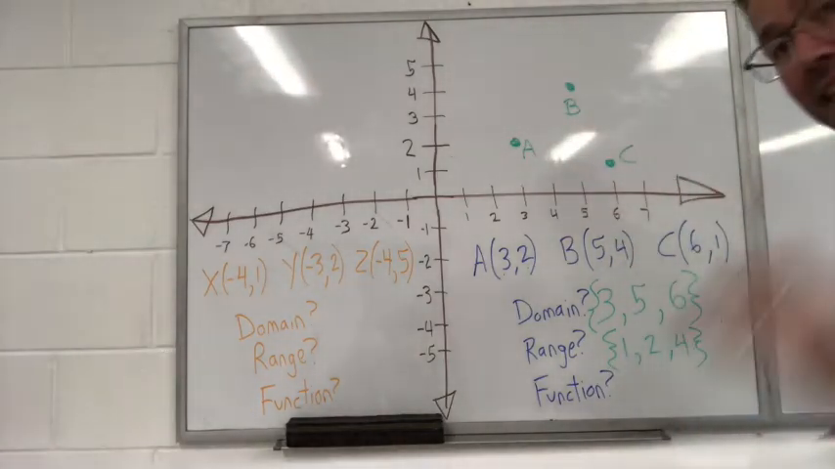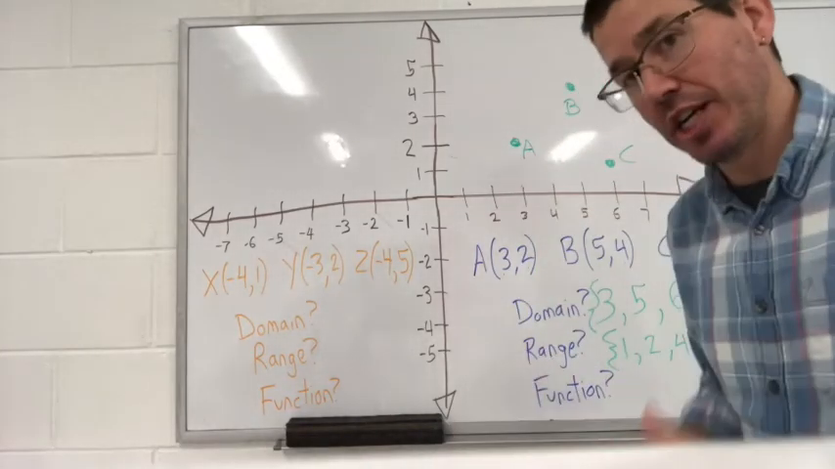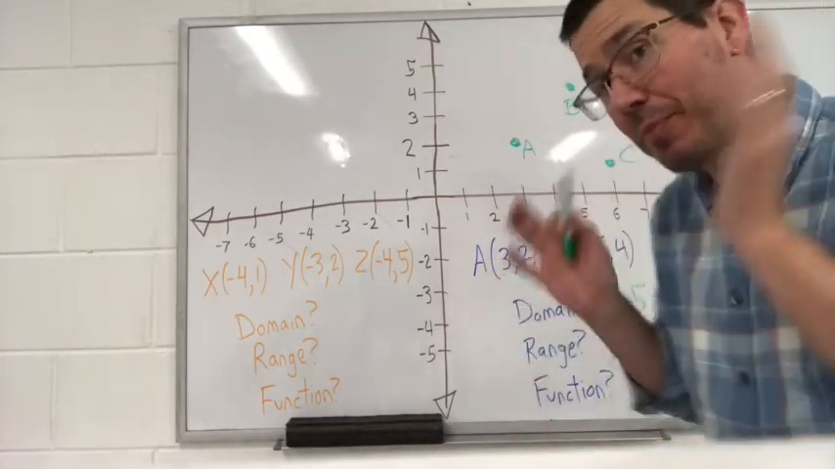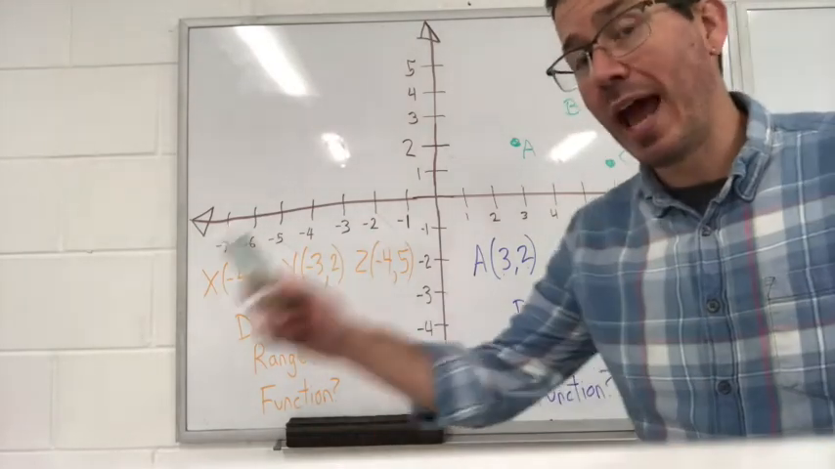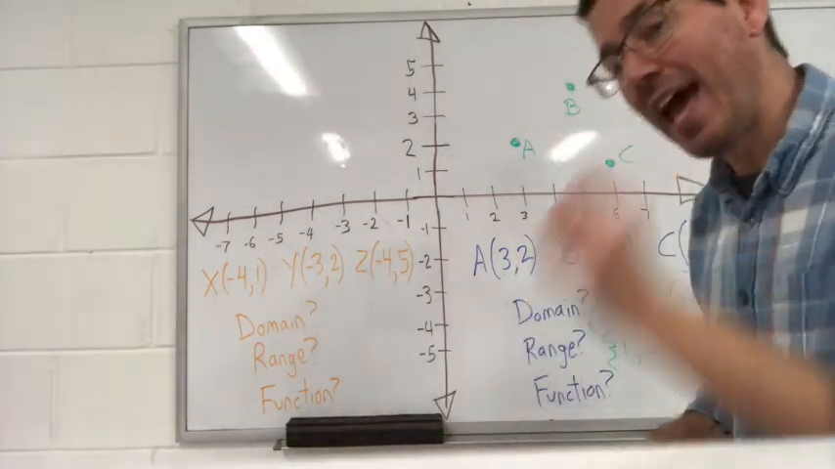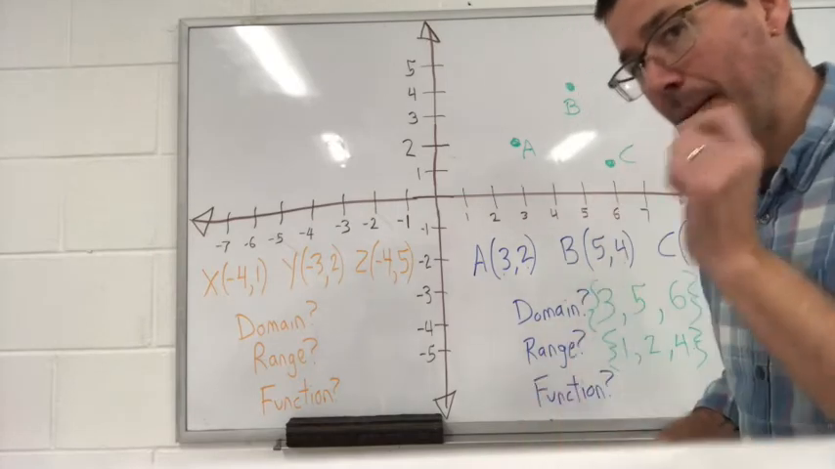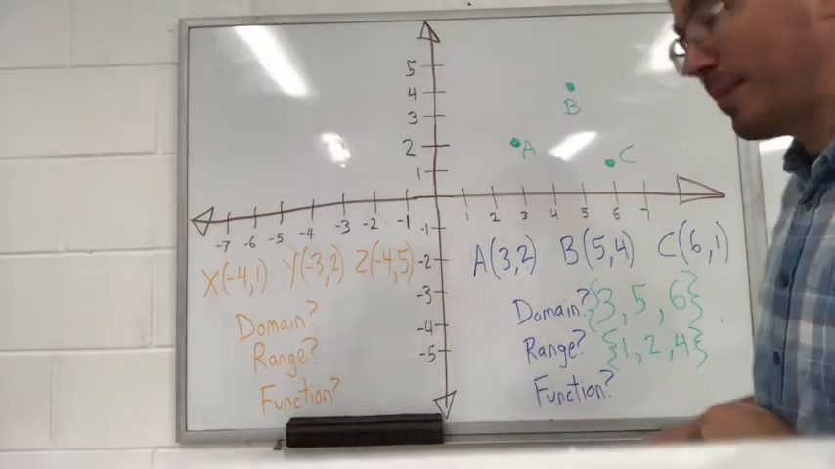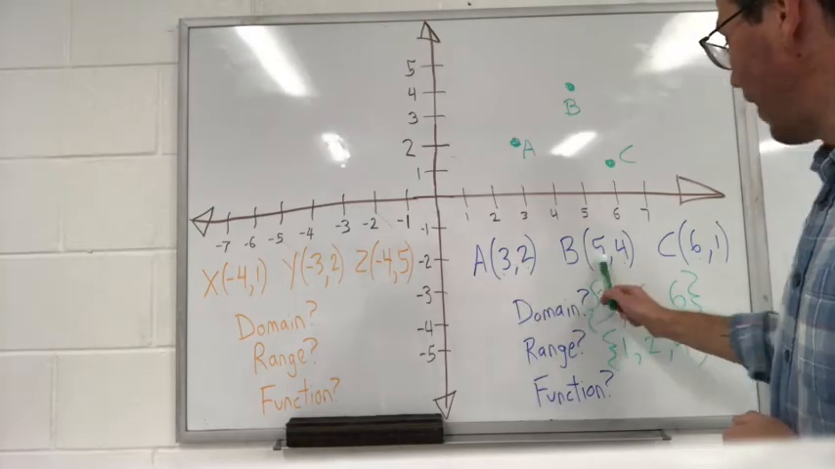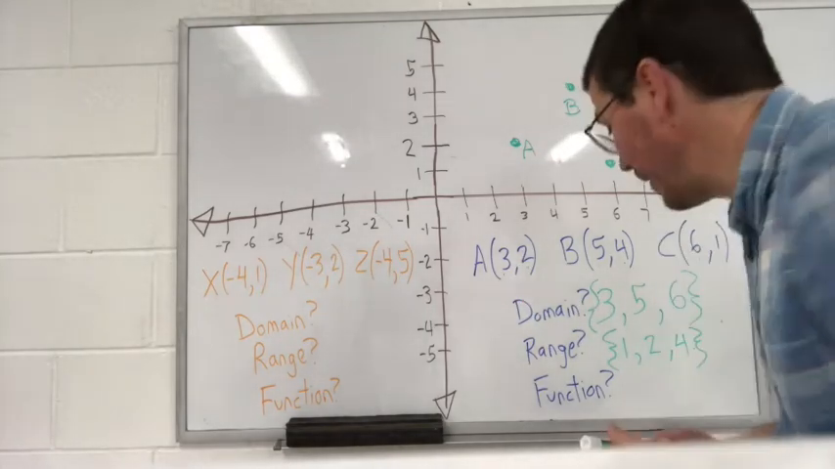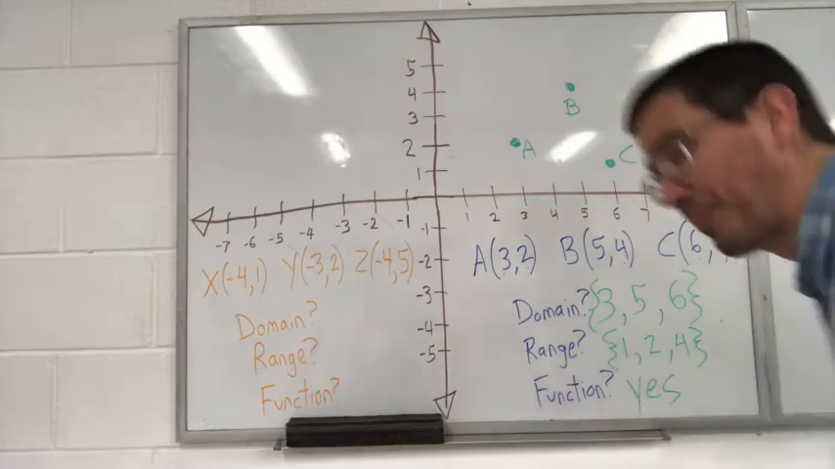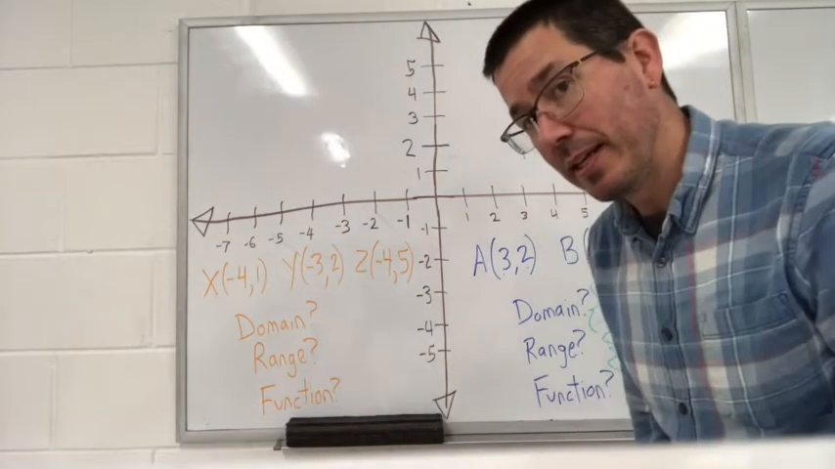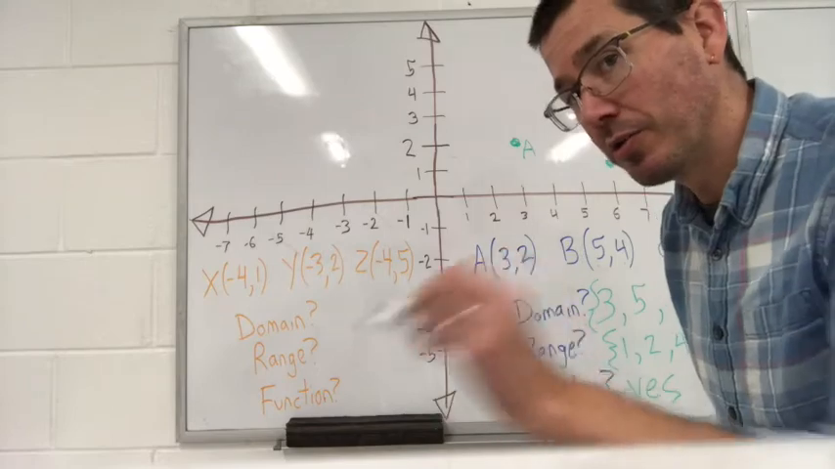Now, is this a function? A function is a special type of relation where each input only goes to one output, or in other words, where the x doesn't repeat. Does the x repeat here? No. 3, 5, 6. The x does not repeat. So is it a function? You would write yes, because the x doesn't repeat, because each input only goes to one output.